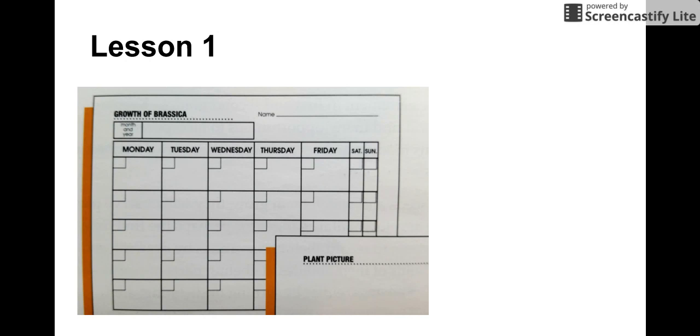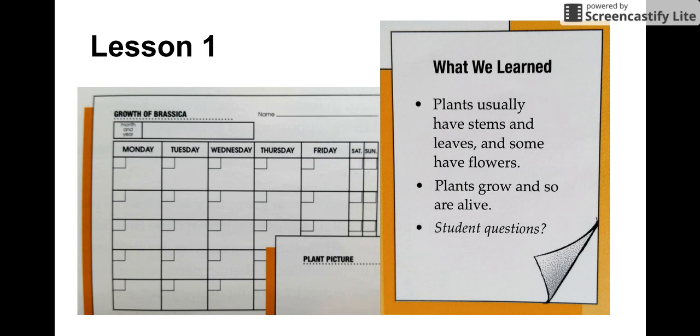In this lesson, you can start a What We Learned or science content chart. This chart summarizes the knowledge your second graders are gaining. There are suggestions and prompts in each lesson to help you create this chart with your students.